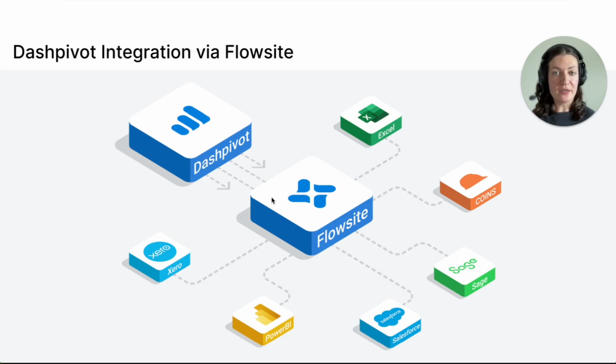Dashpivot can be used for many other use cases, and data can be synced to external tools such as SharePoint, Excel, and Power BI using our integration product, Flowsite. With this, you can seamlessly transfer your permit data from Dashpivot to your preferred data storage or other tools.